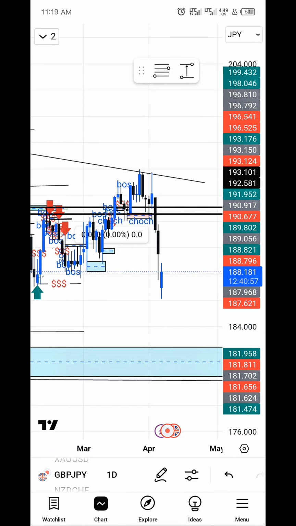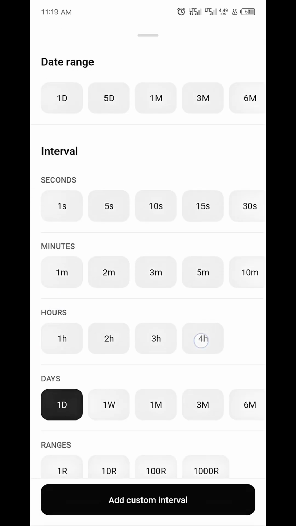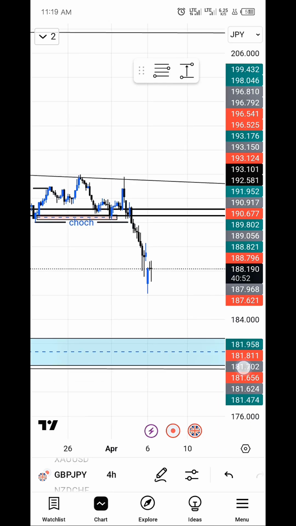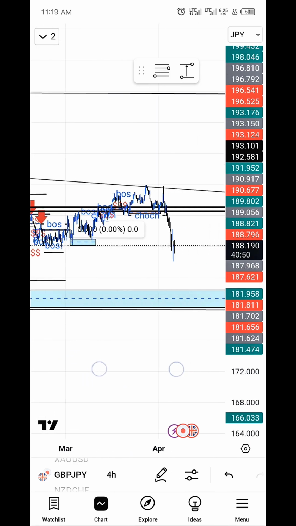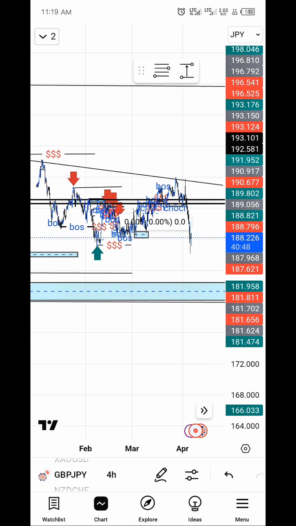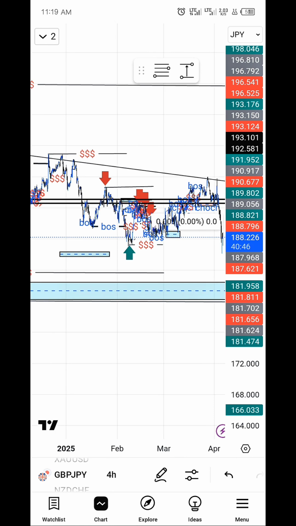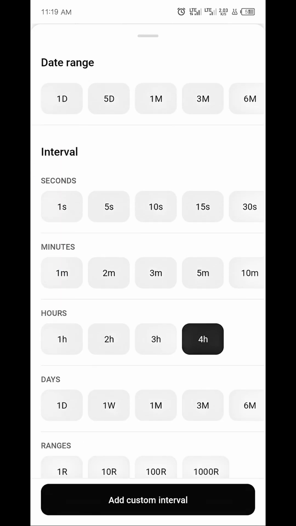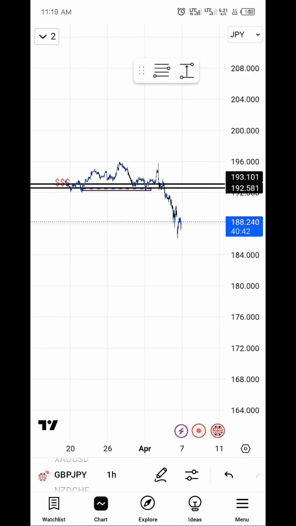In case it takes that liquidity down there and taps into the zone, then we shall go to the lower time frames to start looking for change of character, so that we can start buying GJ. If you go to the one, we'll see if there is a clear picture there.